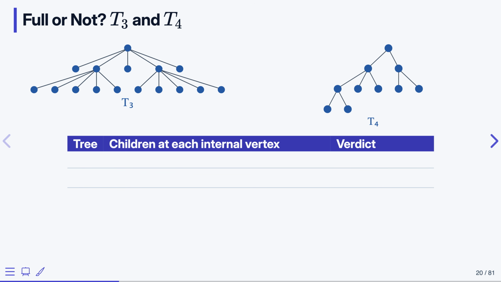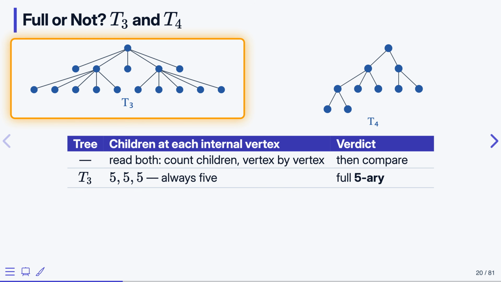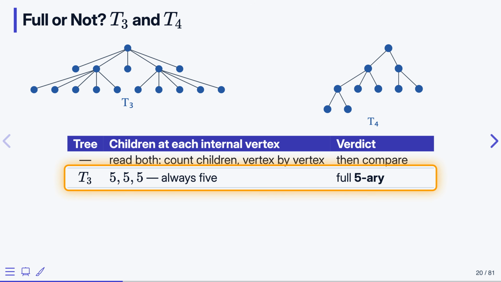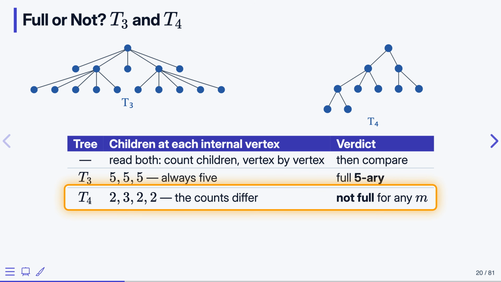2 more trees, tested the same way. Step 0. Read both pictures and count children at each internal dot. T3 first. The top dot has 5 children. 2 of those children are internal, and each of them has 5 children too. Every count is 5, so T3 is a full 5-ary tree. Now T4. The top dot has 2 children, but its left child has 3 children. 2 and 3 are not the same number. Since the counts differ, T4 is not full for any value of m. One mismatch is all it takes.